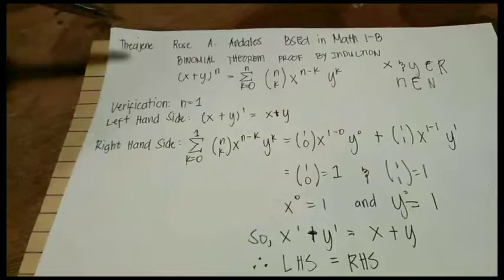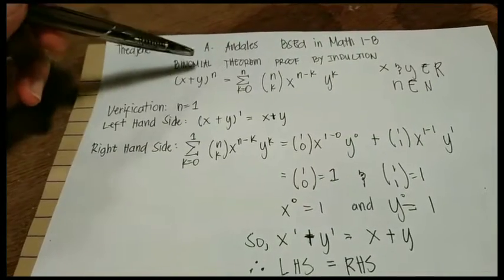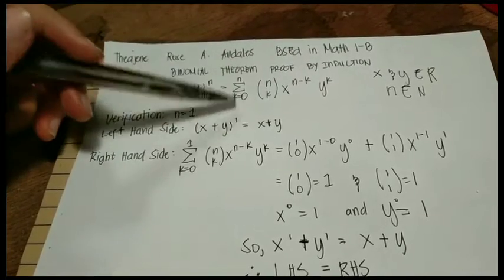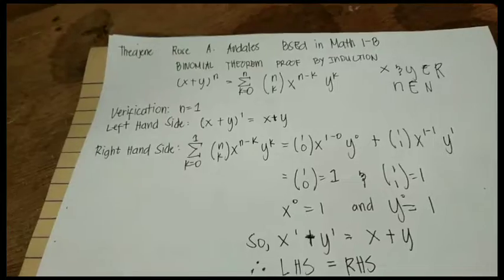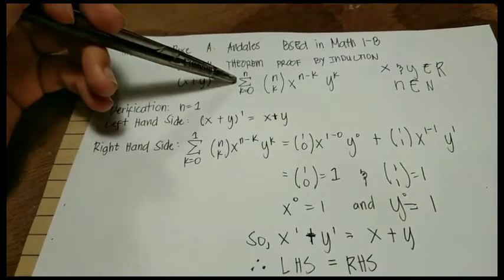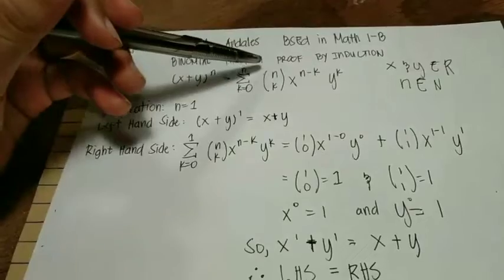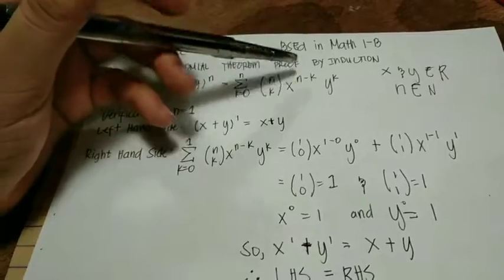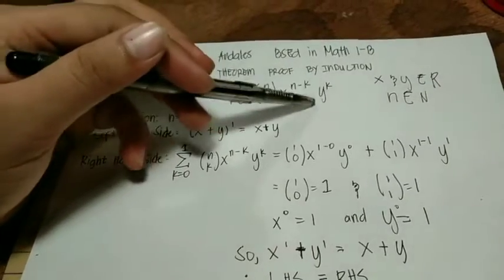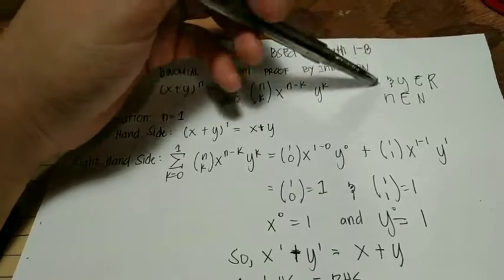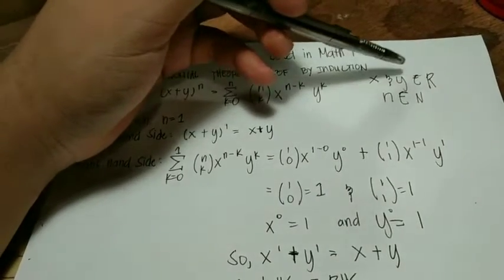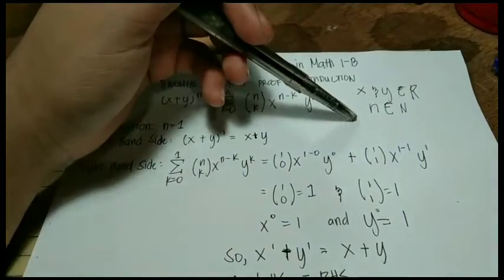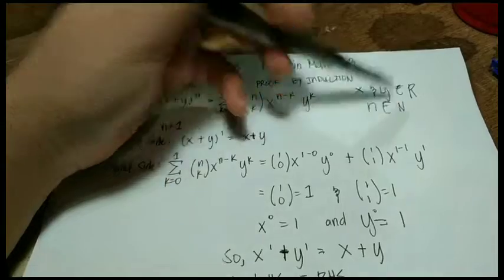So, based on the elements, (x + y) to the power of n is equal to the summation of k equals 0 to n of n taken by k, times x to the power of n minus k and y to the power of k, where x and y exist in the real numbers and n exists in the natural numbers.